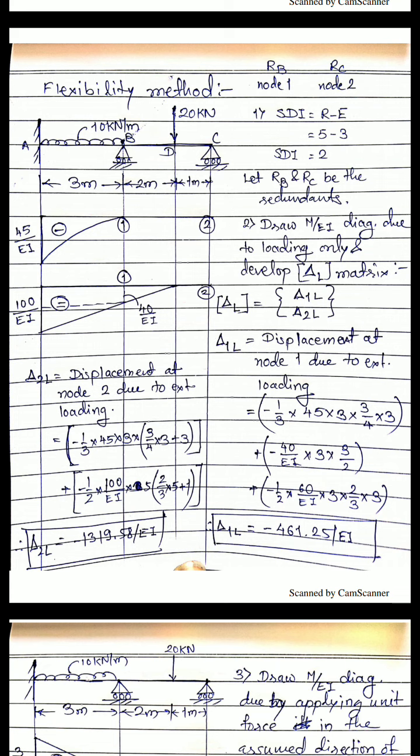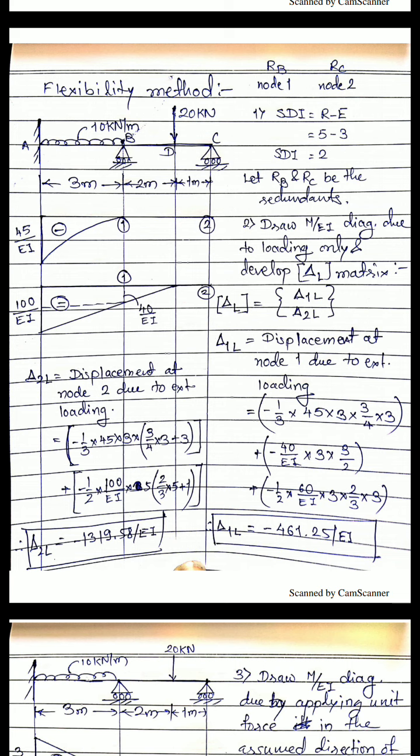First we will draw the M by EI diagram for the UDL, which is over span AB with a magnitude of 10 kN per meter. Due to the UDL, the bending moment at point A will be equal to 10 into 3, that is the magnitude, into half of the span. That comes out to be 45 by EI, acting at point A in the negative direction. That means this moment is a hogging bending moment. So from this you can easily calculate the first M by EI diagram due to the first external loading.